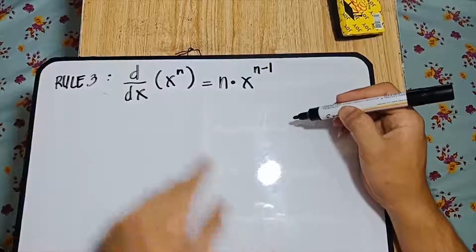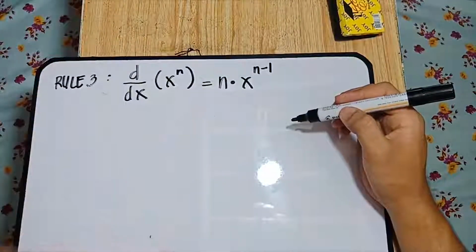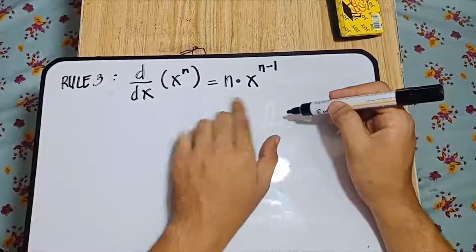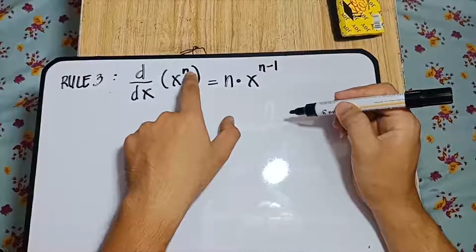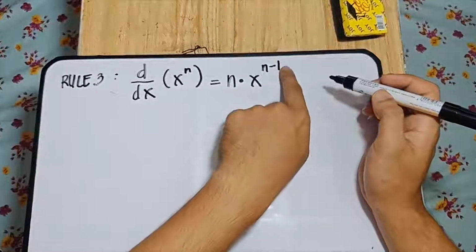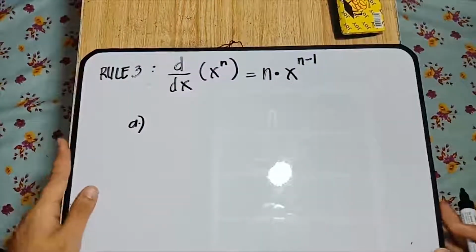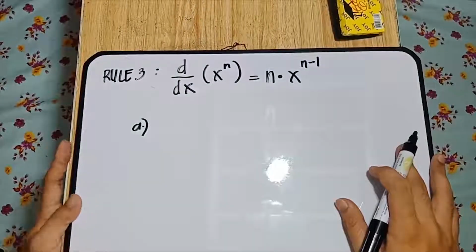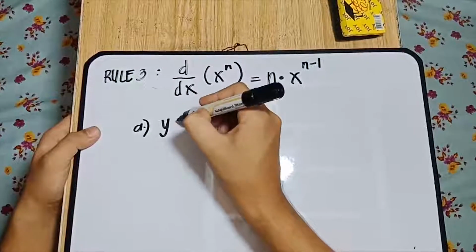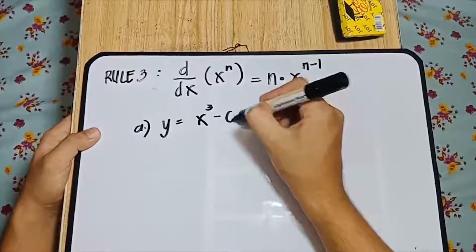Nasundan ba? So, again, kapag meron tayong x raised to 4, x raised to 5, etc., ang magiging differentiation natin ay ganito. Ibababa natin yung n doon, tapos multiply by x, kokopyahin natin yun, raised to n minus 1. Paano ba yan? Halimbawa, kung medyo naguguluhan kayo dun sa ating rule, bigay tayo ng example number 1. Let's say, we have y equals x cubed minus 6.